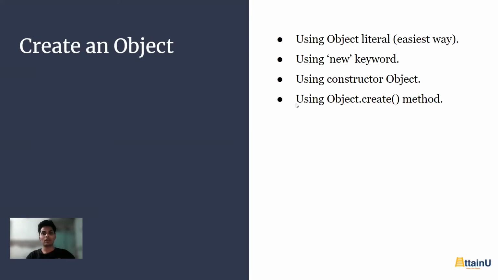Now coming to the next slide, how to create an object. You can create an object with the help of object literal. We can simply create an object by using the object literal method. We will also use the object literal method in the following videos and all of the coming sessions. You can also use the new keyword to create an object, you can use a constructor object to create an object, and you can use the Object.create method. In this video, we are going to discuss the first two methods only, and you will only use these two methods in most cases while dealing with JavaScript code.